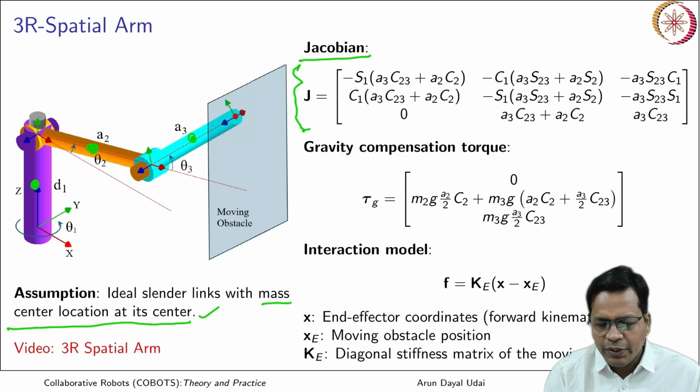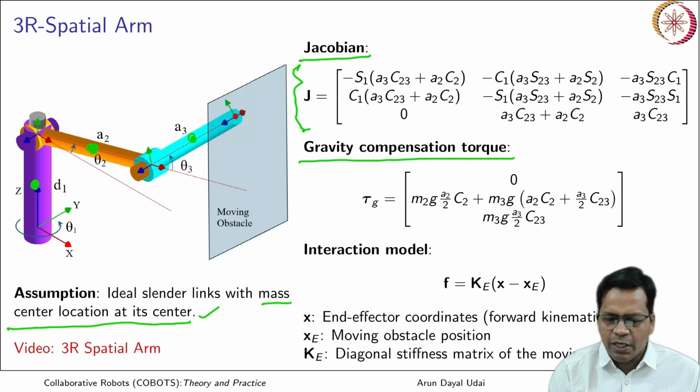Okay. Gravity compensation torque tau g can be calculated like this. Okay, that was also discussed in the robot statics module. So these two I have directly put here. I will be using these to calculate the gravity compensation torque and the robot Jacobian directly when I will be doing these calculations in MATLAB code.